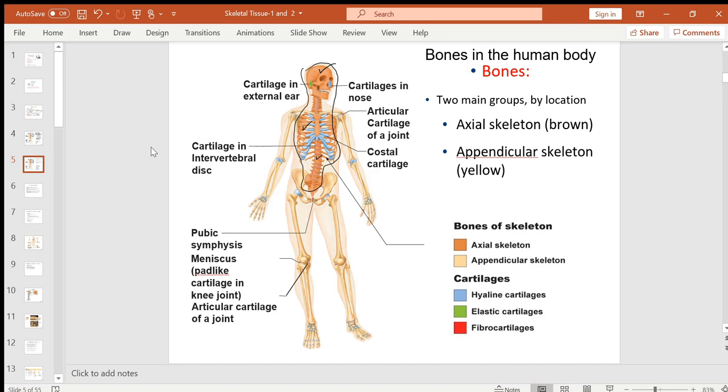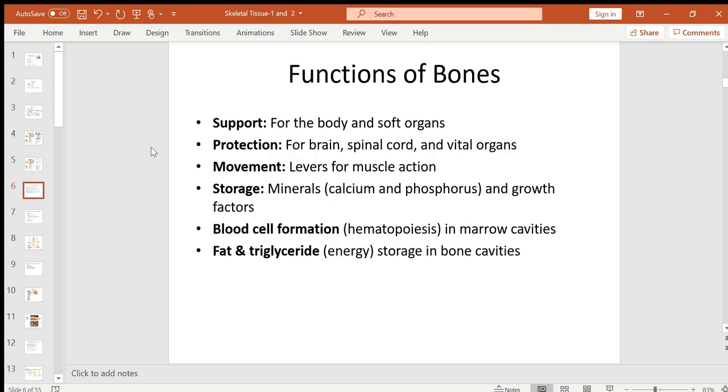Appendicular skeleton includes the upper and lower limbs and the girdles that secure the upper and lower limbs. So the bones of the upper and lower limbs and the girdles. Here you see the axial and appendicular parts of the skeleton have been shown by two different colors. Functions of the bones: support. Bones form the whole skeleton, and you know that a skeleton supports the whole body.